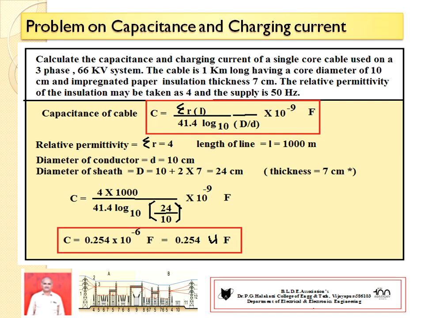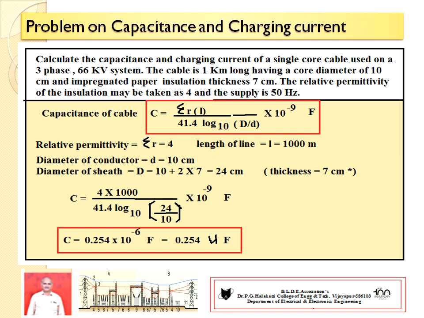Calculate the capacitance and charging current of a single core cable used on a 3-phase 66 kV system. The cable is 1 kilometer long, having a core diameter of 10 centimeter and impregnated paper insulation thickness 7 centimeter. The relative permittivity of the insulation may be taken as 4 and the supply is 50 Hz.